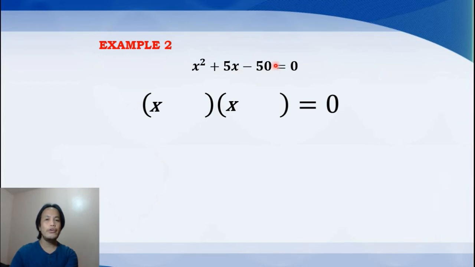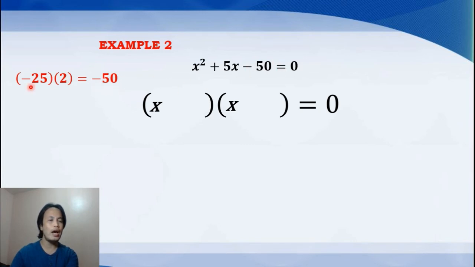Then we go directly to the last term. Our last term is negative 50. So we look for a factor of negative 50 that when added will give us a positive 5, which is our middle term. So if we are going to list down the factors of negative 50, we can have negative 25 times 2 equals negative 50, which is correct.